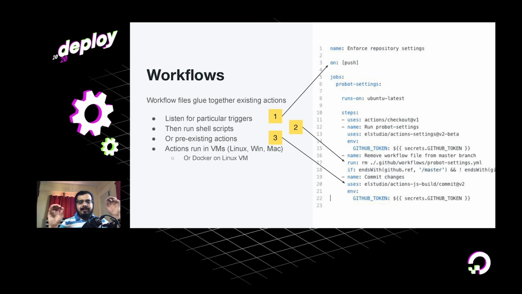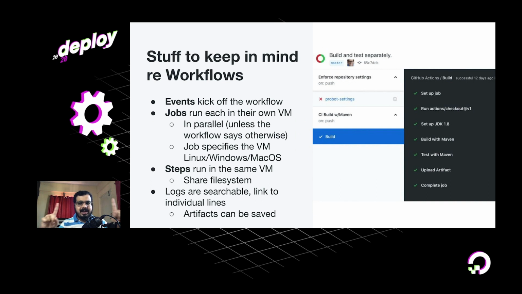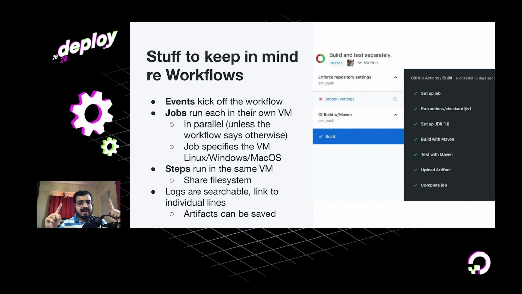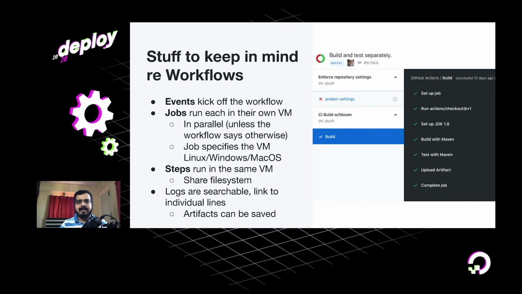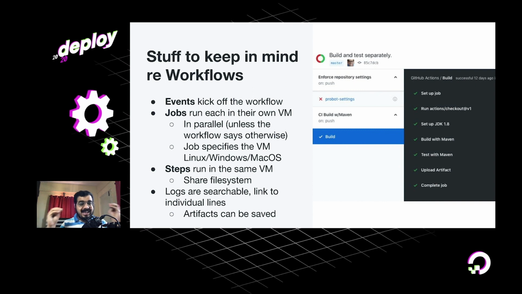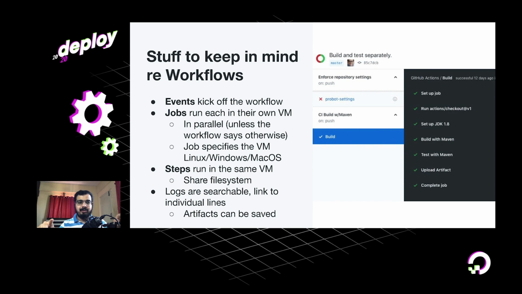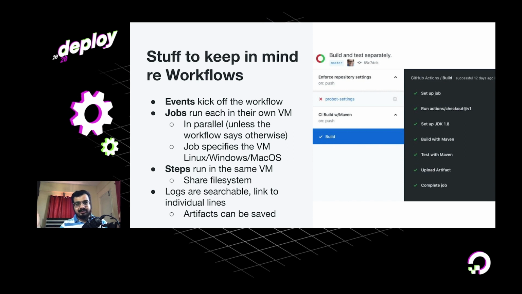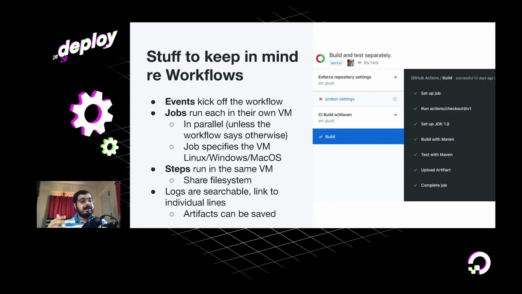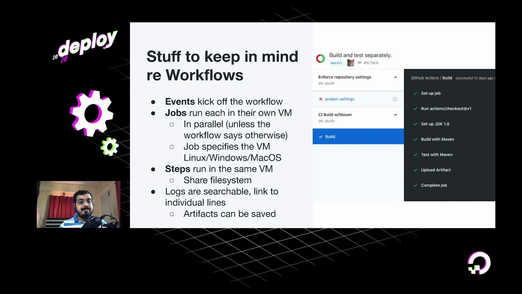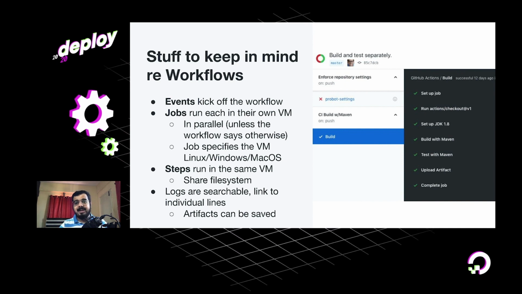All right. A few key things to keep in mind regarding workflows, and again, we'll be taking a look at it later on in the demo. So the pieces are events, and these are the ones which kick off the workflow. Like I was mentioning before in the example, push is one of the events which kicks off the workflow, or it could be pull request, or it could be multiple others that are available on the GitHub API.